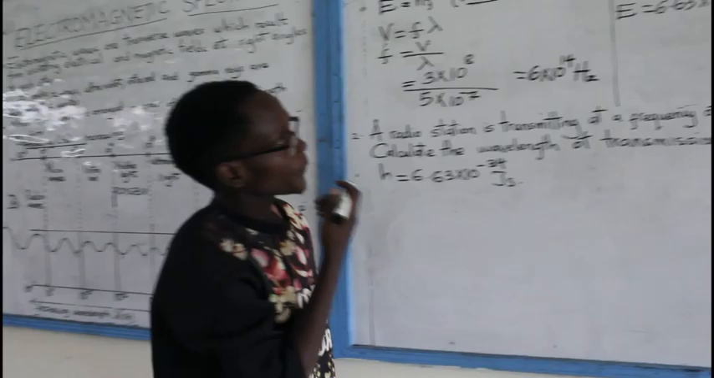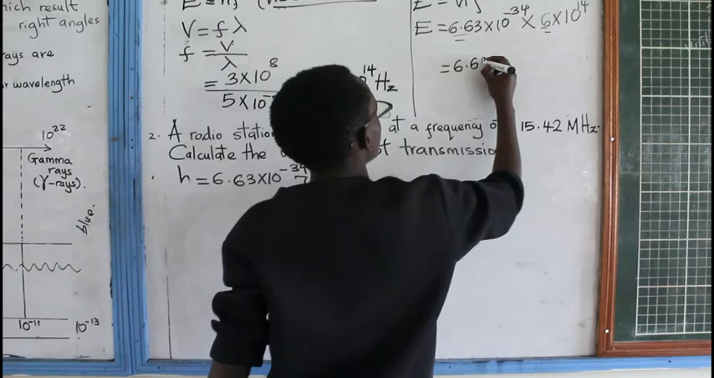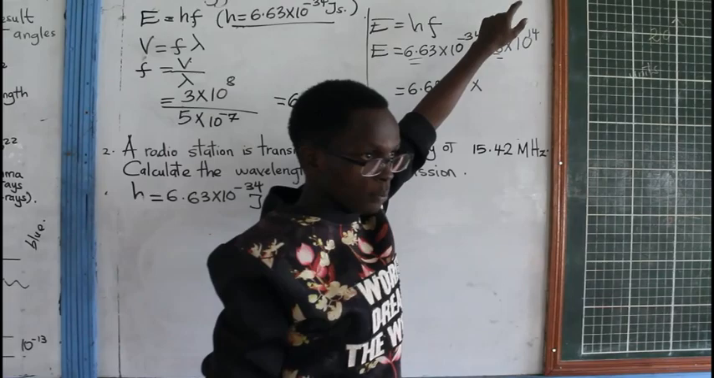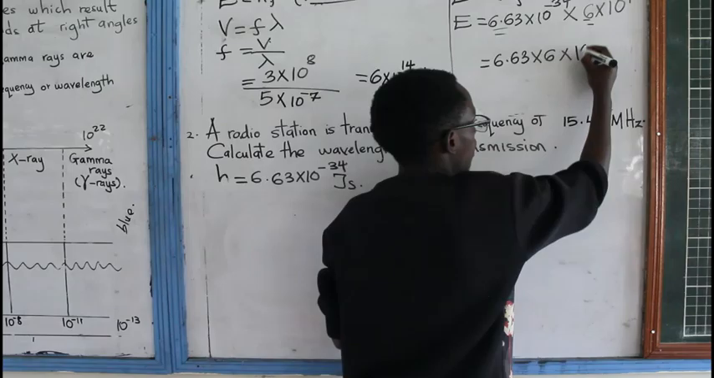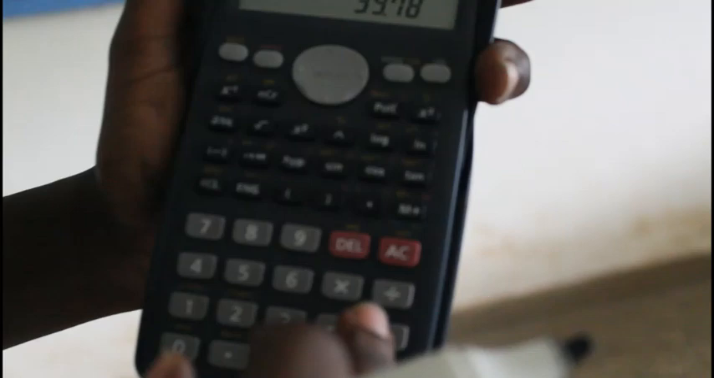So you can do this to make it simpler. You can just multiply this and this, so we have 6.63 times 6 times 10. But remember, whenever you multiply numbers having the same base, you just add the powers. So negative 34 plus 14, that's negative 20. So times 10 power negative 20, so that you can make your work a little bit easier. You key that into the calculator, 6.63 times 6 times 10 power negative 20, which gives us 3.978 times 10 power negative 19.